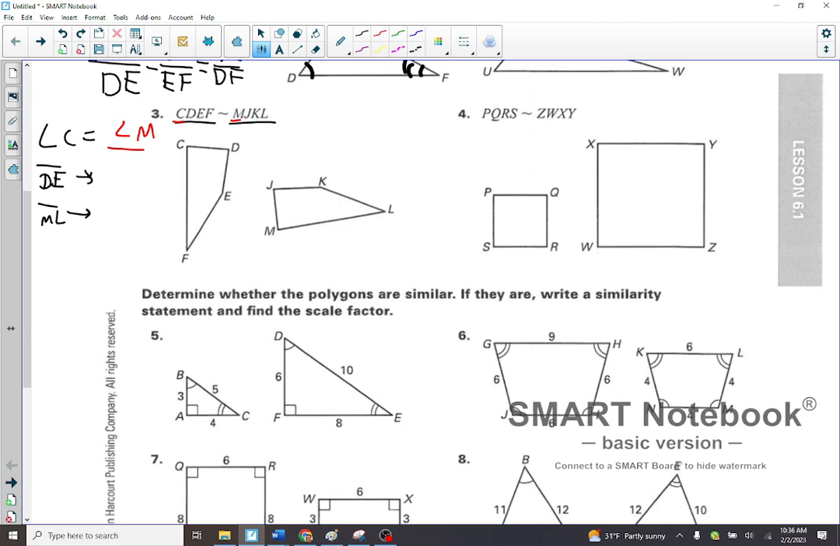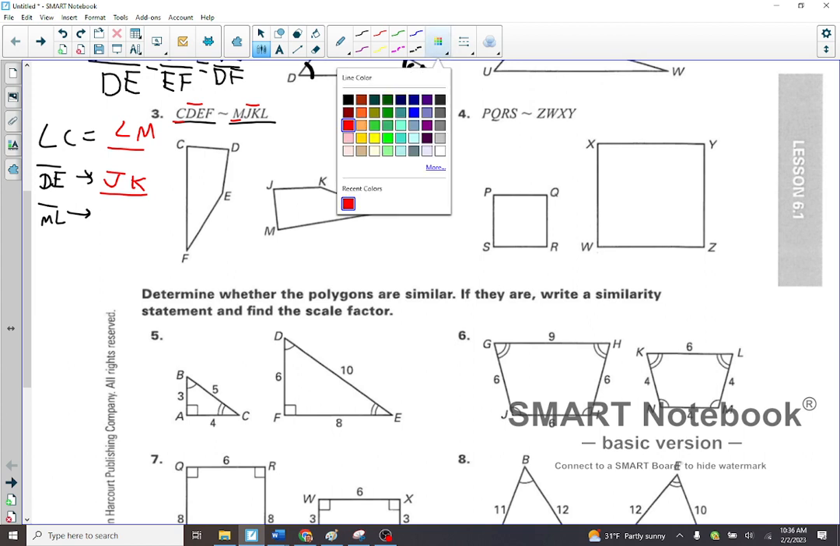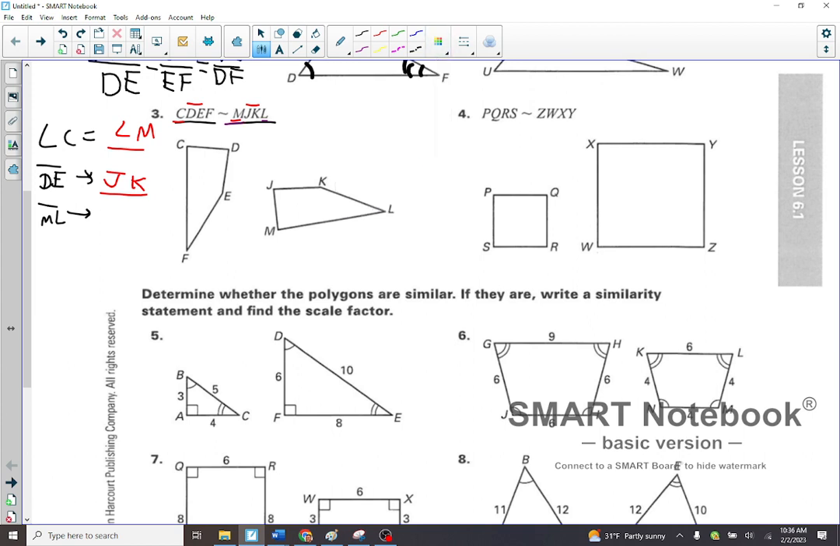If I was looking at line DE, that's the middle two, so it has to match the middle two, so JK. And then ML is the last two letters here, so it's going to match the last two letters, CF. So you just match it based off the similarity statement. If you could visualize it rotating in your head, you could do that too, but I find that people find that hard. So I would say just use the similarity statement, and no mistakes are going to be made.